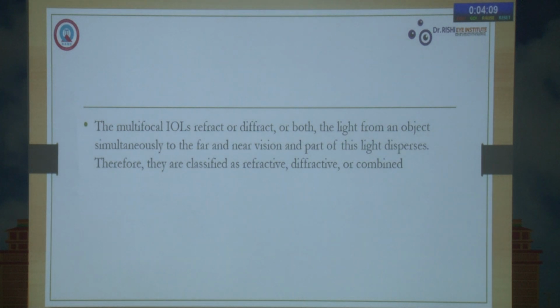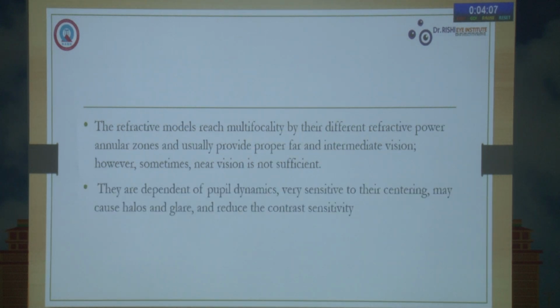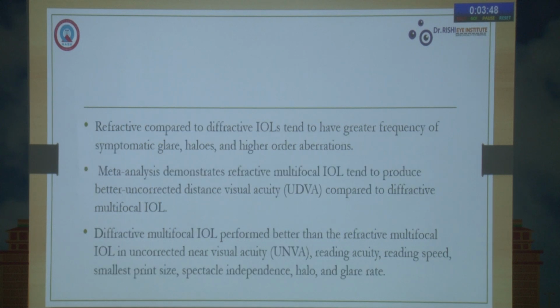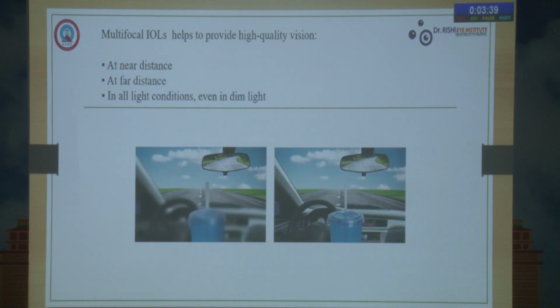Among these, the refractive type of IOL is pupil dependent and very sensitive to decentration. It may cause glare and halos and reduce the contrast sensitivity as compared to the diffractive type of IOL, which is pupil independent and more tolerant to decentration. Diffractive lenses provide good near vision as compared to the refractive type of IOL. So multifocal IOLs provide good near and distant vision in all light conditions.